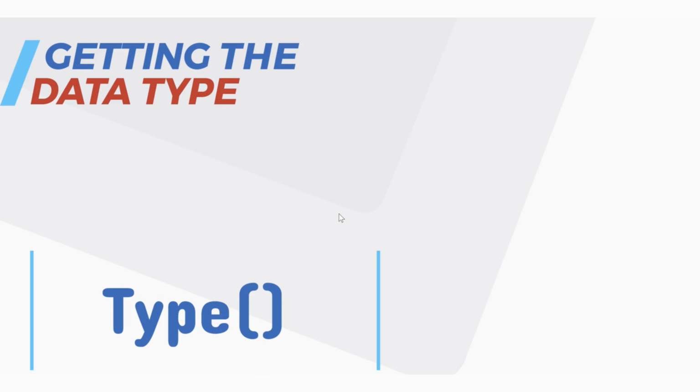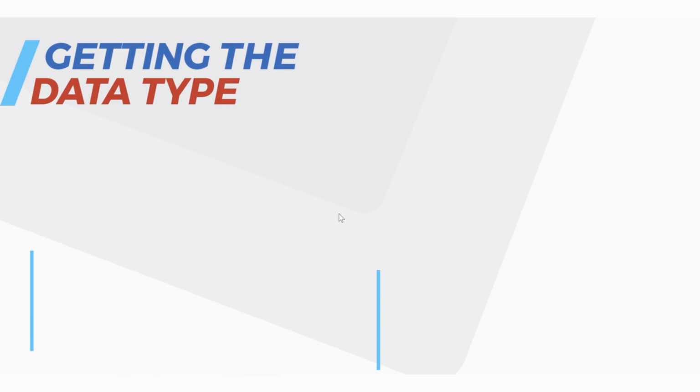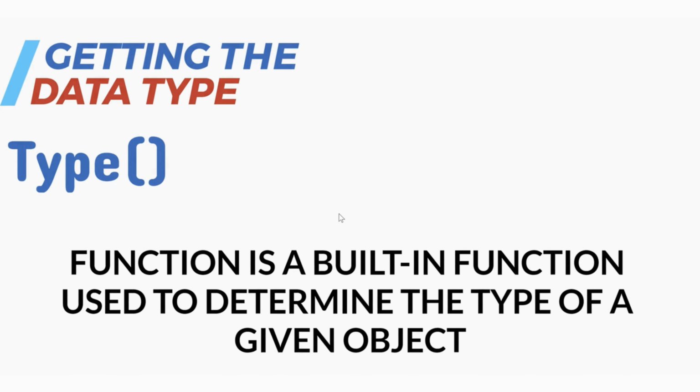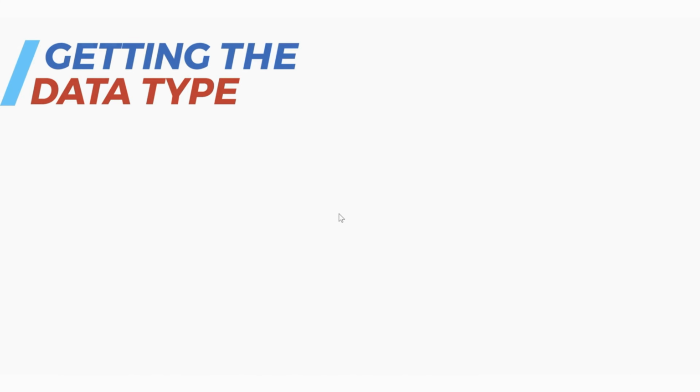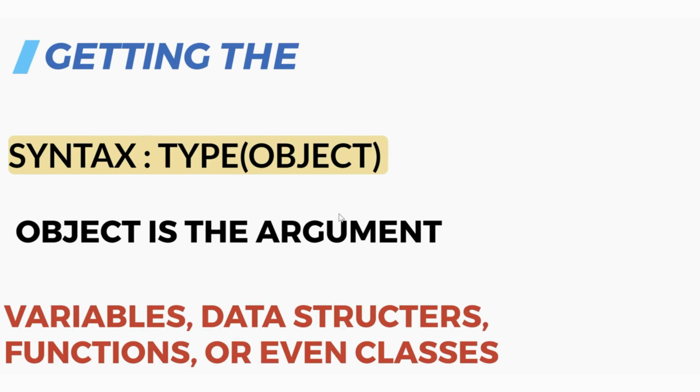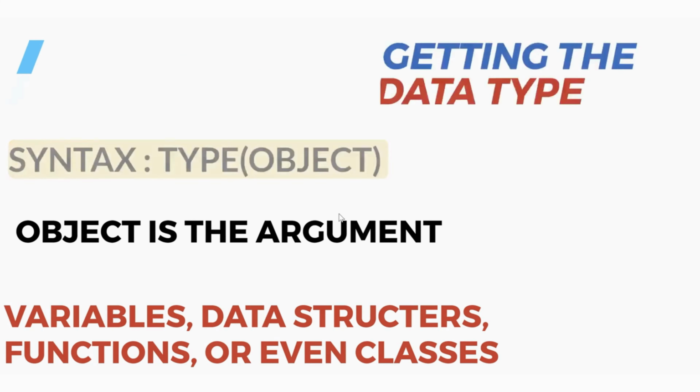So you can get the data type of any object by using the type function. In Python, the type function is a built-in function used to determine the type of a given object. It is a versatile function that helps you find out the class or data type of a variable or value in your code. The basic syntax of the type function is as follows. Here, object is the argument you want to examine. It can be any Python object such as variables, data structures, functions, or even classes. Let's look at some examples to understand how the type function works.